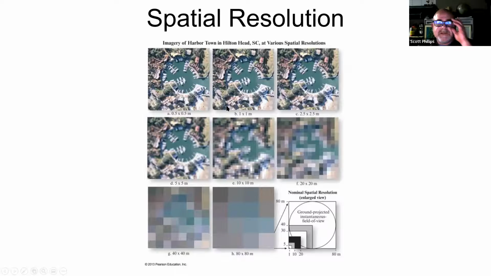So here's some examples of spatial resolution. So this is a half a meter by half a meter spatial resolution, 1 meter by 1 meter. And you probably can't tell much on the screen, but as you go up, start getting into 5 meters and 10 meters and 20 meters, you can see it's becoming more pixelated, right? And then you're getting up here where you can't really tell what you're looking at because of the level of pixelation.